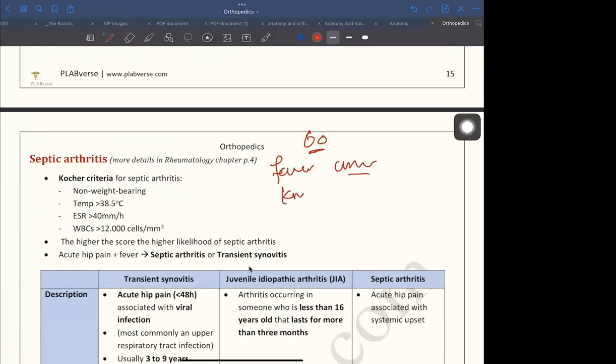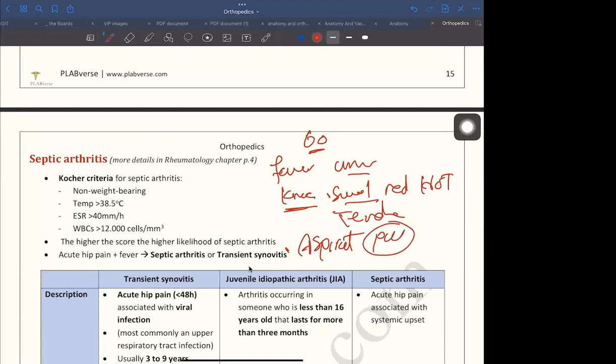Her knee joint, which is the commonest joint, is swollen, red, hot, and tender, and your A&E colleagues have done some aspiration of the synovial fluid and it was full of pus. They sent it to the lab and they started the patient on antibiotics. I'm asking you to review the patient.